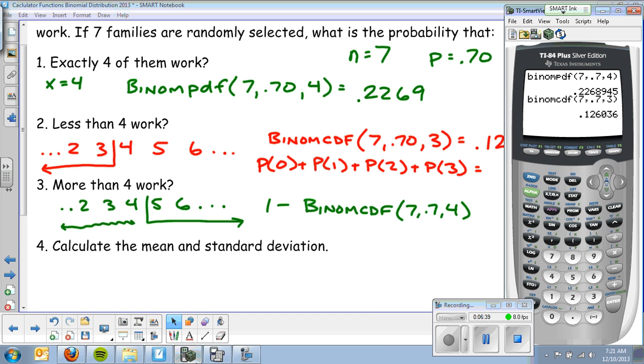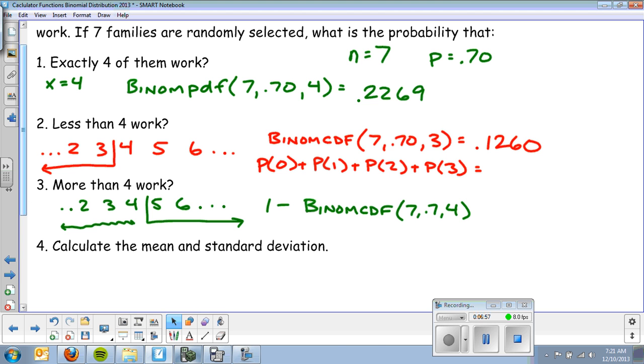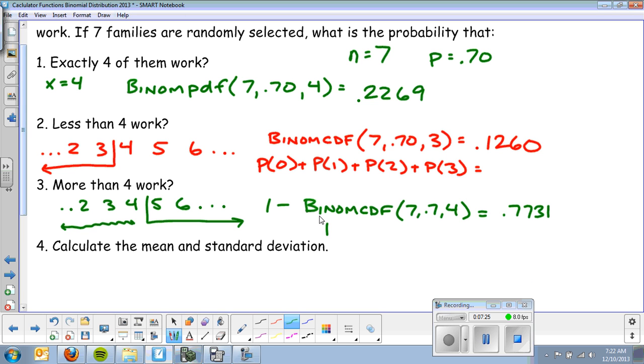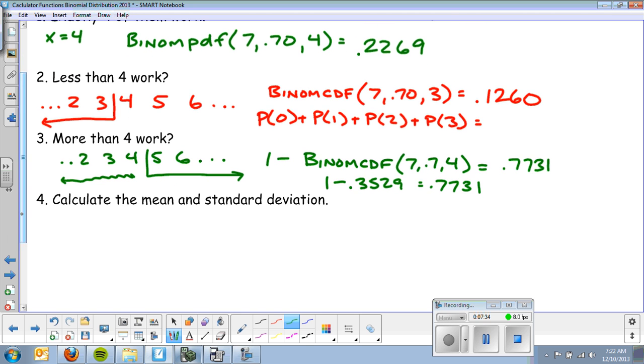I type that again right in my calculator. 1 minus second vars, binomial CDF 7, 0.7, 4. And I'm going to get a final answer of 0.7731. Now, some people don't like to do it that way. They don't like to type it in all at once. So what you can do is write it down. Binomial CDF 7, 0.7, 4 gives 0.3529, and then subtract that from 1. So you can do 1 minus 0.3529, and you'll get that same 0.7731. And again, that's the equivalent of taking the probability of 5 plus the probability of 6 plus the probability of 7 individually, but this calculator function allows me to do it much faster.